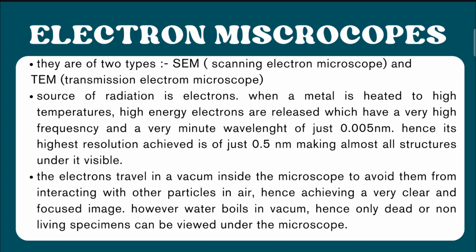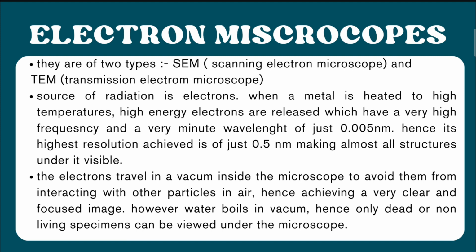Now, how do you use electrons? Basically, you take a metal and you heat it to a very high temperature, and doing this releases electrons from the surface of the metal, and these electrons have a very high energy. They have a lot of energy, and they're extremely excited electrons. Okay, and then you take these electrons and you pass them in a vacuum.